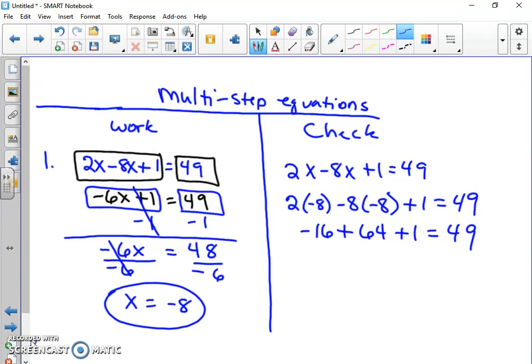So now we have negative 16 and 64. Let's do that. I'm going to erase this. That would give us 48. So notice I'm doing that math: 48 plus 1. And 48 plus 1 is 49. So when one side of the equation balances and meets the other side, it's the same. So we know x equals negative 8.